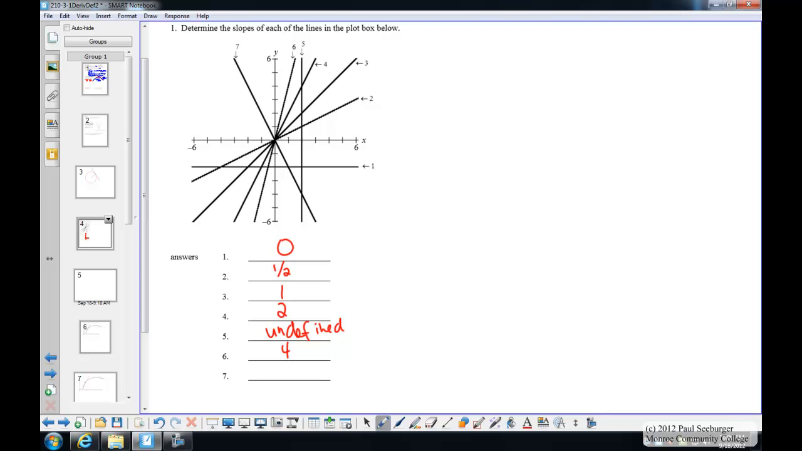Negative 2, right? Down 2, right 1, and so forth. So negative 2. This gives us an idea, at least, of the slopes. Hopefully these are pretty easy. If not, review your slope idea. Remember, slope is rise over run. That's another thing we could have said here to define it.